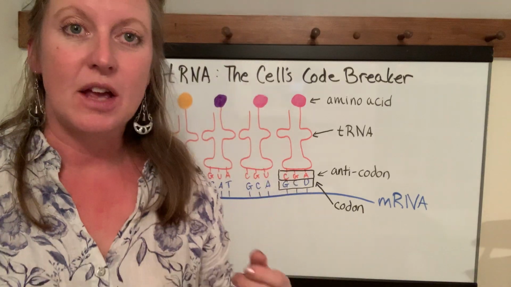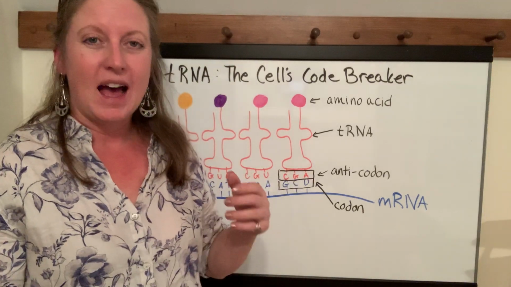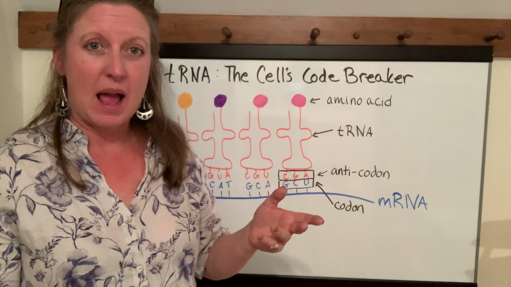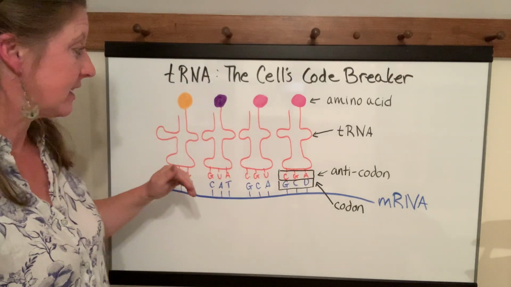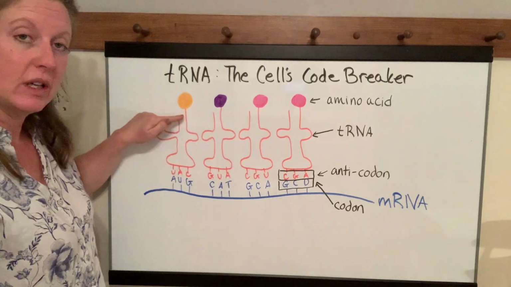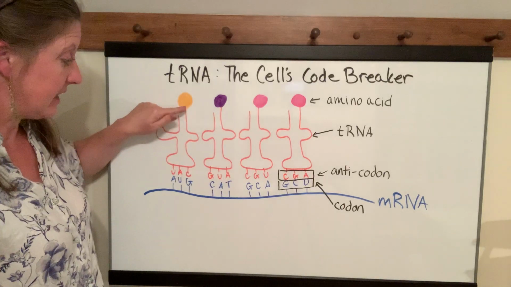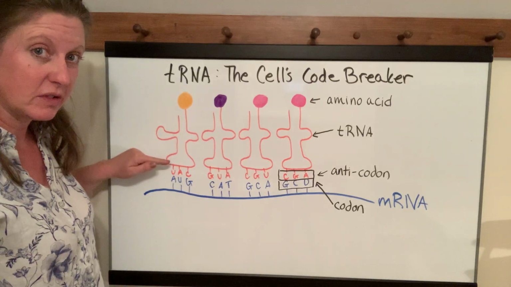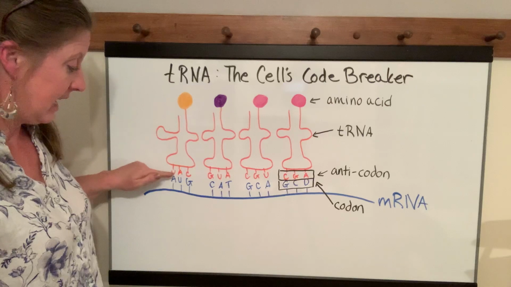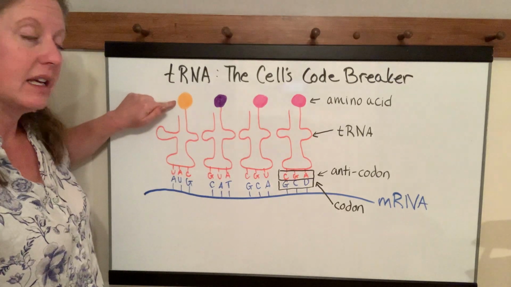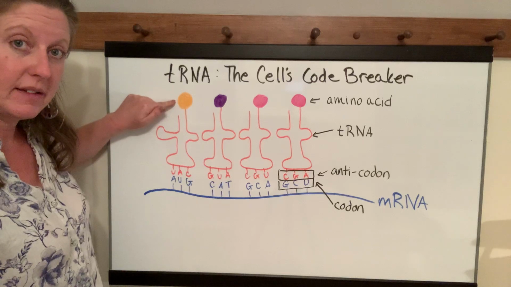tRNA works as the cell's code breaker. Not that it has a brain and is really good at cracking codes, it just so happens that it has two special ends to it. Each one of these structures is a molecule of tRNA, and it's made of RNA nucleotides. We don't care about most of them, but at one end it has a sequence of 3 nucleotides, and at the other end it has a particular amino acid.